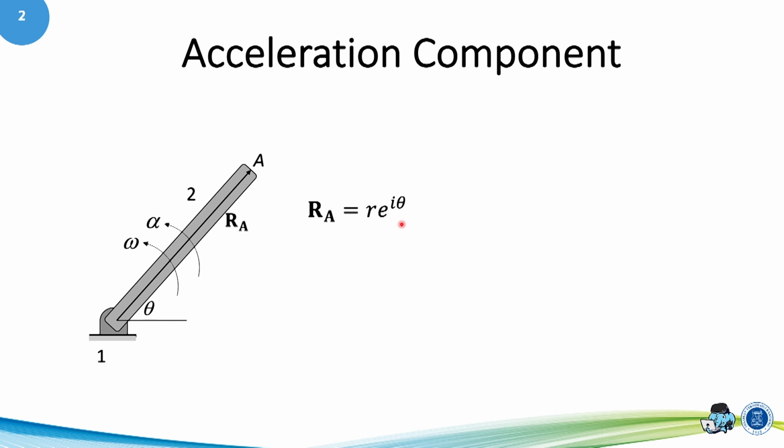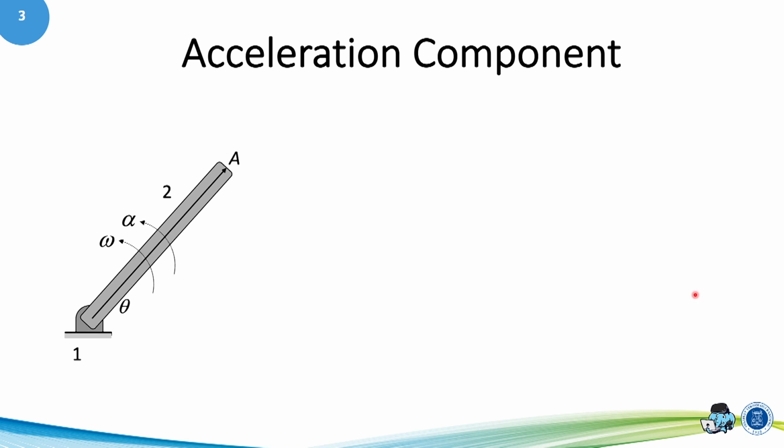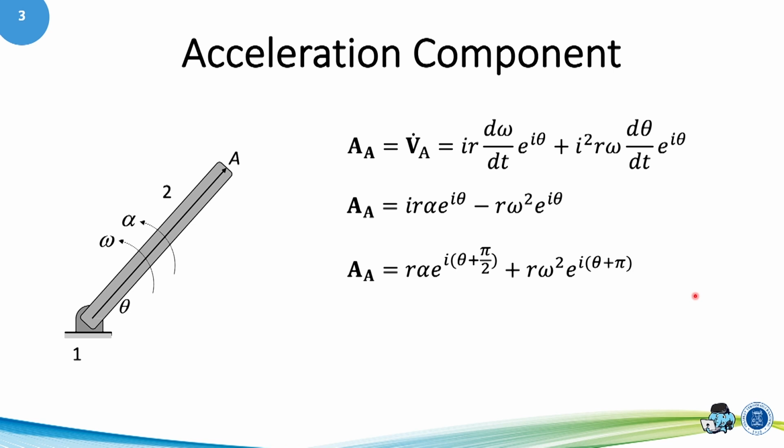When we want to get the velocity equation, we just take the derivative with respect to the time and then you will get this equation. R omega here is the linear velocity that we already used in the velocity analysis. Let's move to this term, e power i theta plus pi over 2, so the velocity vector is oriented 90 degrees from the vector RA, as you can see in the slide. Next, we derive it again to obtain the acceleration equation and then you will get this equation. And then I will rewrite the equation to become this one and finally I can make it into this equation.